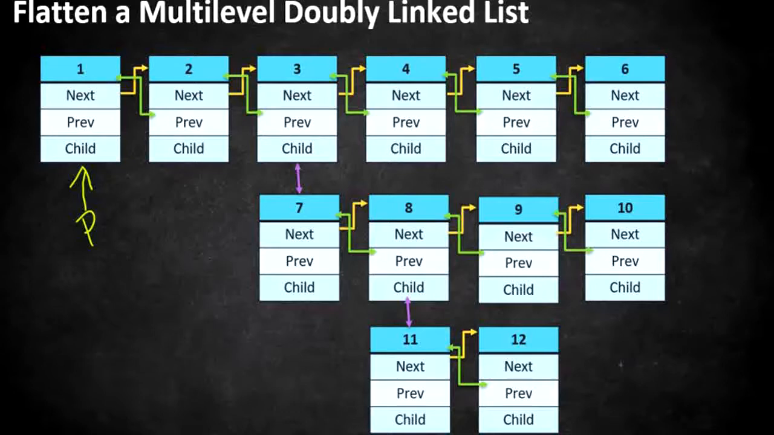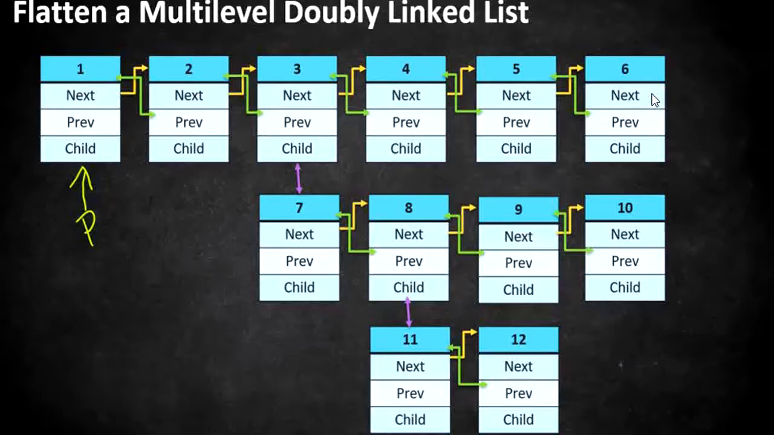That is, there will be no child node at all in the given input node, which means the list is already single level, so we have to simply iterate it and then return the head of the linked list. So this is one case. The other case could be having child nodes to make it multi-level.